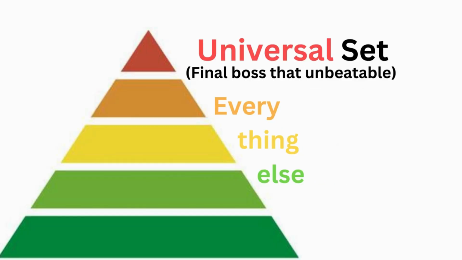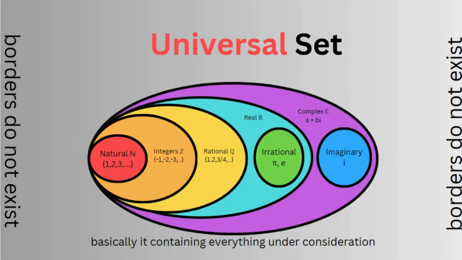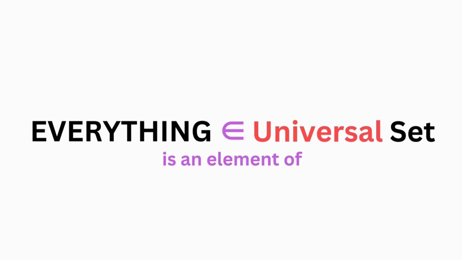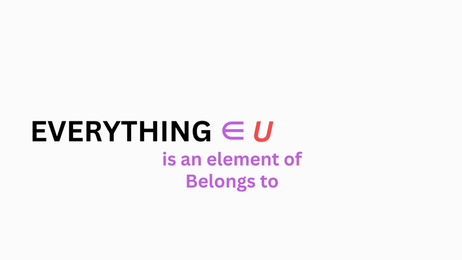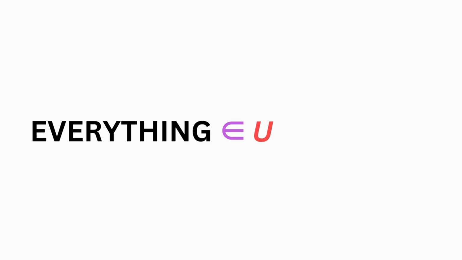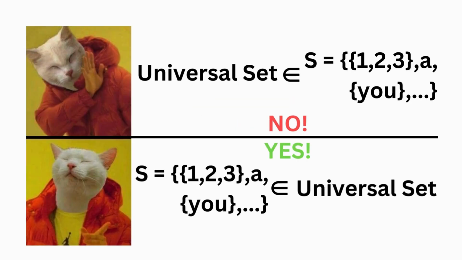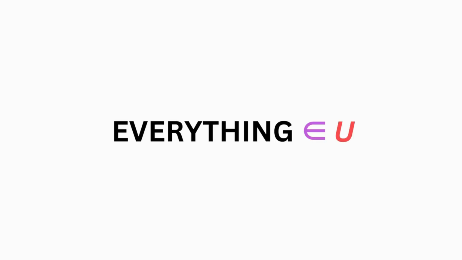And finally, we have the universal set, which is on top of everything else. Basically, it contains everything under consideration. By the way, this is called 'is an element of', which means belongs to, and the universal set is denoted as capital U. So this sentence means everything is an element of the universal set. And sets can be elements of other sets. But the universal set could not be an element of other sets, because everything is an element of the universal set.